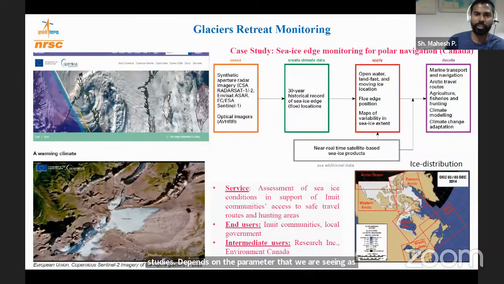And glacier retreat also, like how much glaciers are retreating and how much melt is happening. This is very important when it comes to hydrology and the water resources balance. So what kind of satellites are available for glacier retreat monitoring? Again, the same climate data is required, and again you apply the processing chain and give the information in terms of the service.